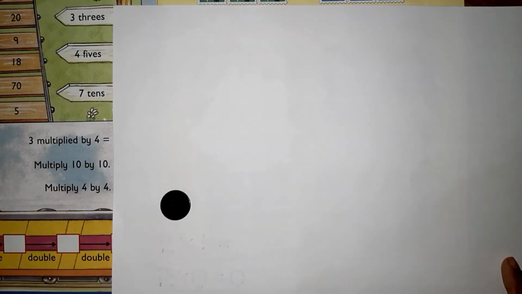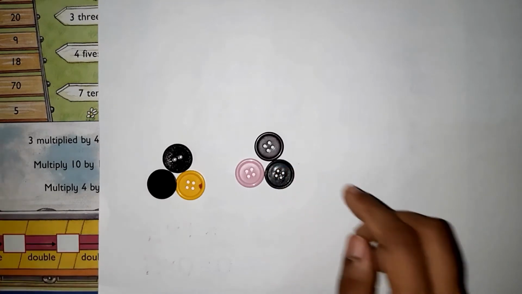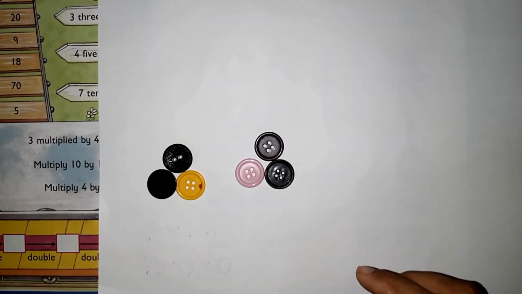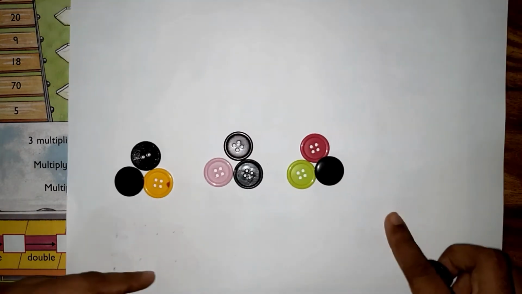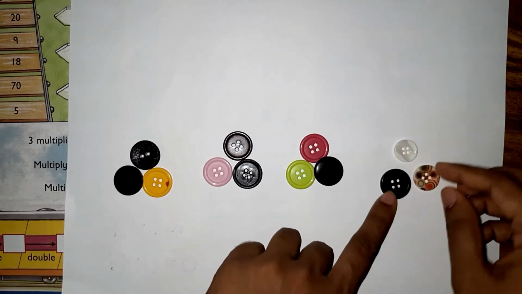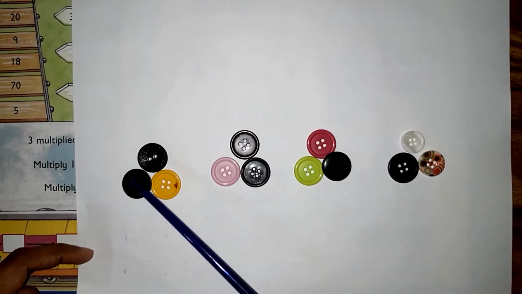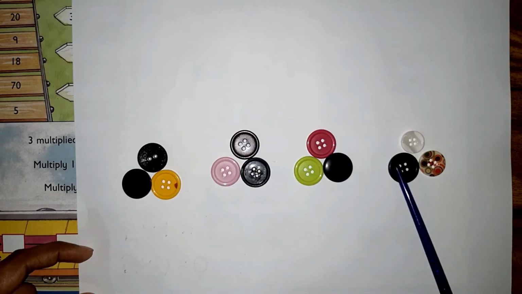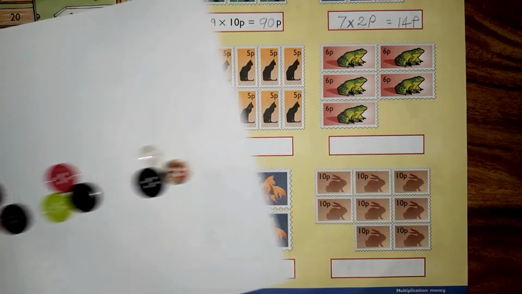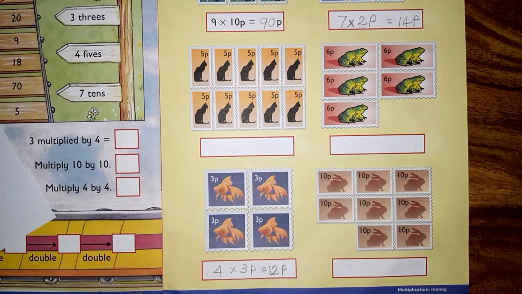1, 2, 3. 3 pence. The second set. Now I'm making the third set. 3 pence. And the last one. 1, 2, 3. So you can see 4 sets with 3 pence in each set. Now let's count how many pence together. 1, 2, 3, 4, 5, 6, 7, 8, 9, 10, 11, 12. So altogether there are 12 pence. So the price of these 4 stamps is 12 pence.